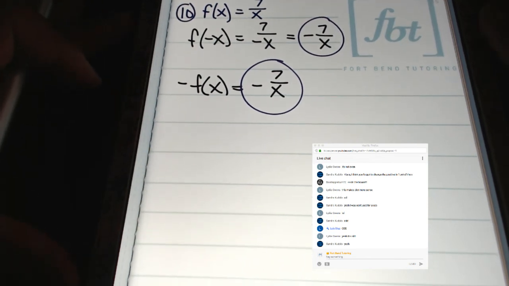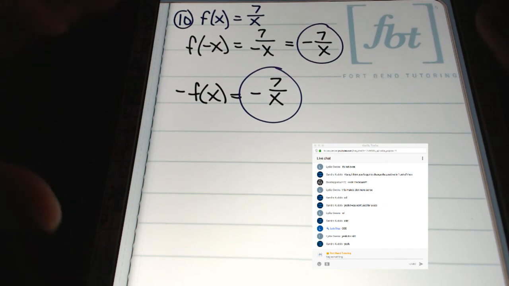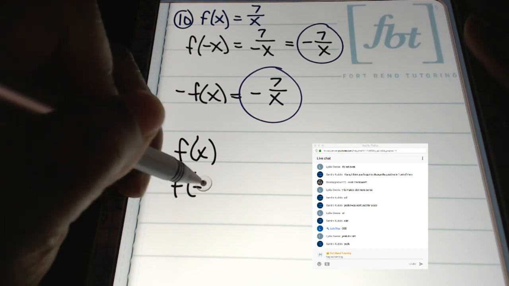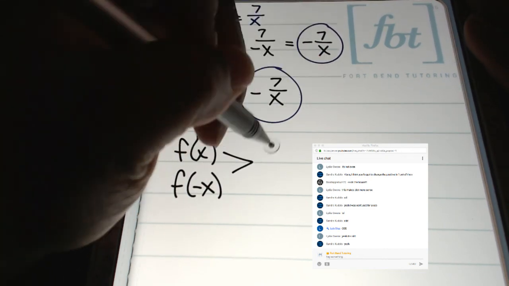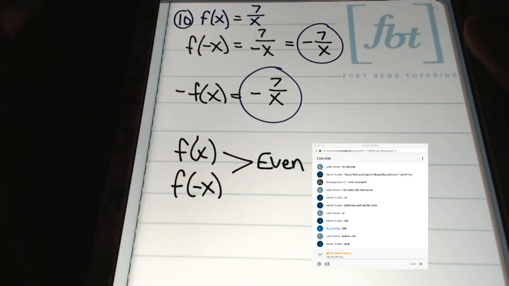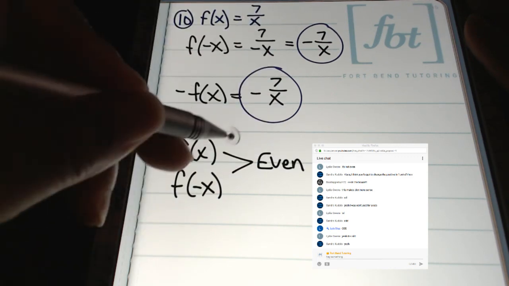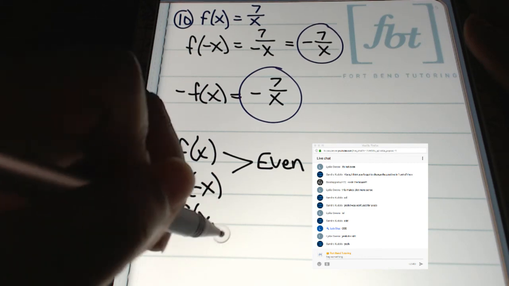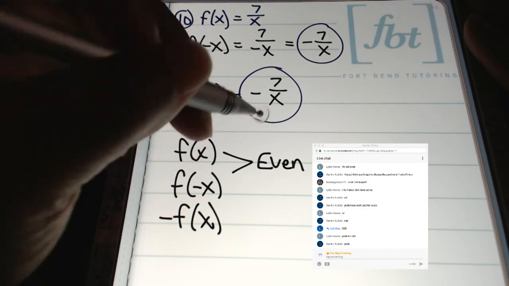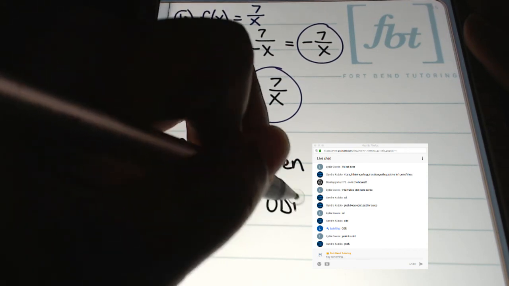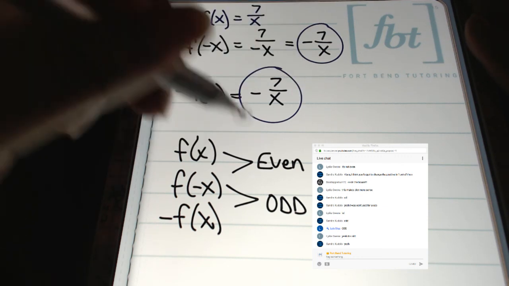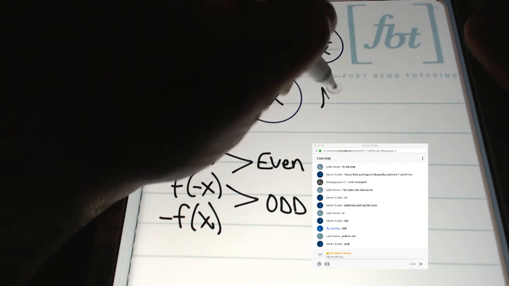Let's go ahead and recap, shall we? Let's do it together. We said that when you have f of x, and you compare that to f of negative x, if these are identical, you are dealing with an even function. We also said that if you were to compare f of negative x with the opposite of the function, then that means you are dealing with an odd function. And if neither one of these scenarios takes place, then the answer is neither. So for our problem right here, problem number 10, the answer is not neither.